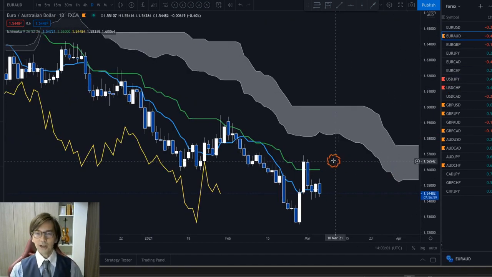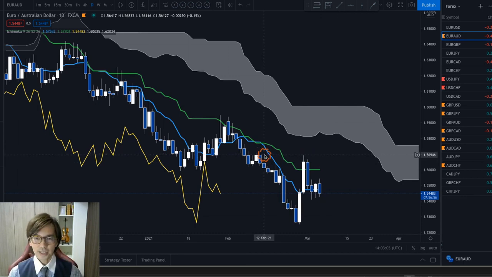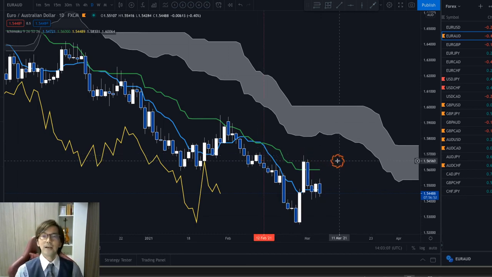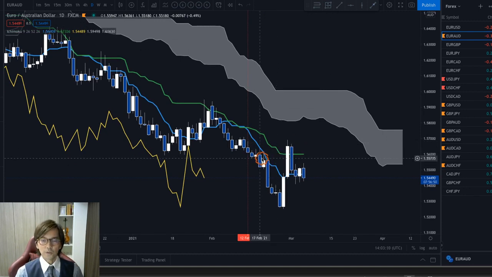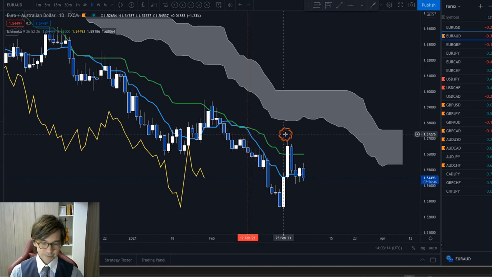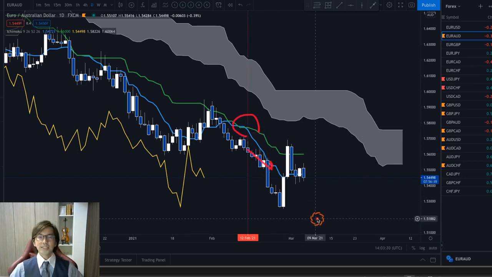So here, exactly on this day, the 12th of February, if you can see the chart by yourself, after you see that cross below the Kumo, the market continues to go down this way. So this is one of the examples, which is very powerful.